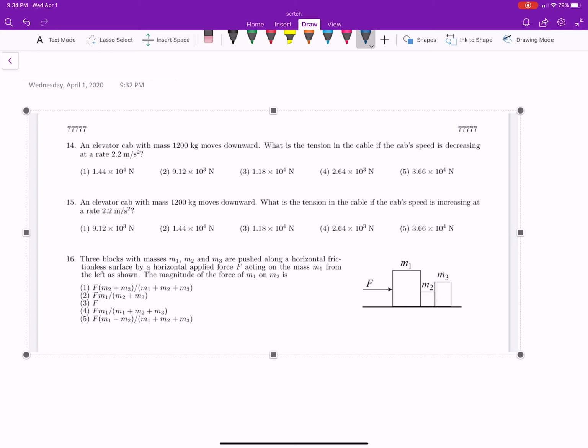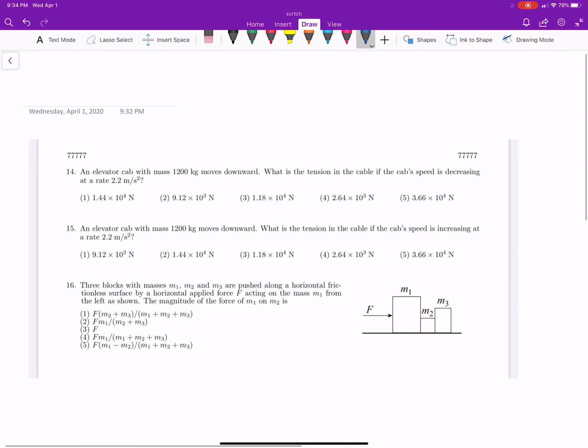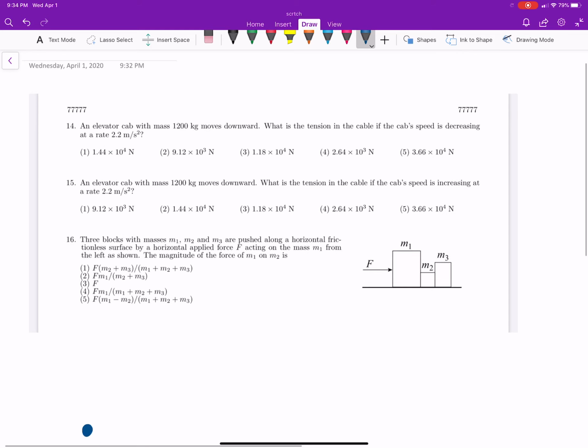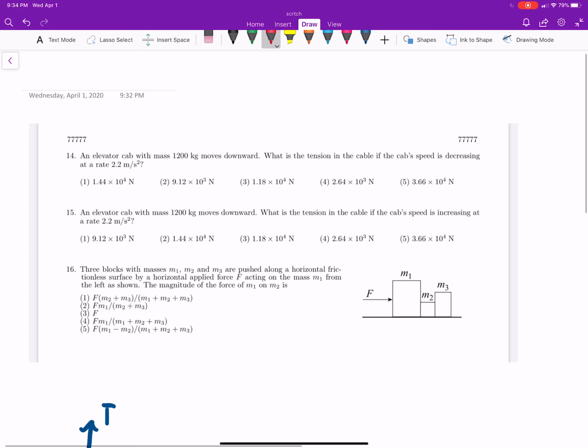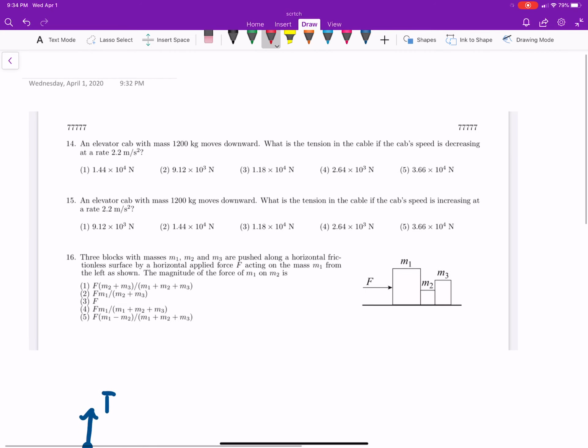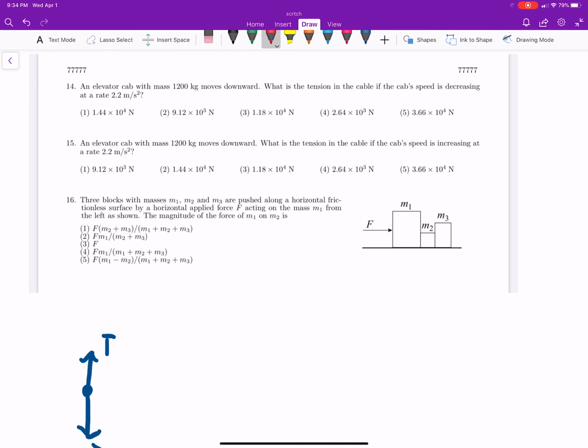So let's start by drawing a picture, particularly a free body diagram. Now we know the cab is moving downwards, right? So we have our tension, we have our weight force, and we know it's moving down and its speed is decreasing. So if the speed is decreasing while moving down, our acceleration is going to point up.